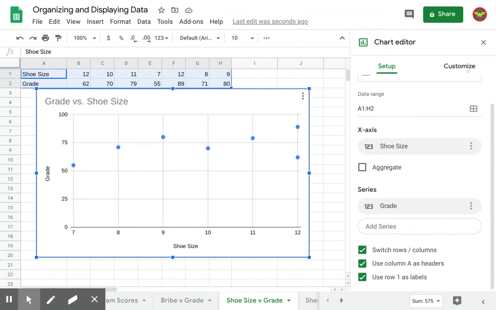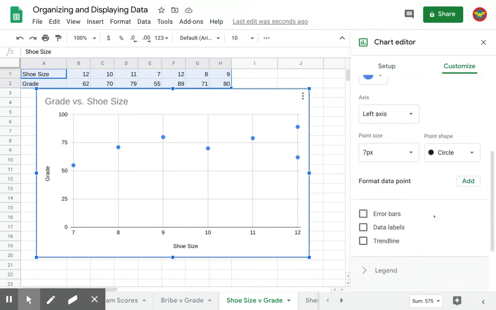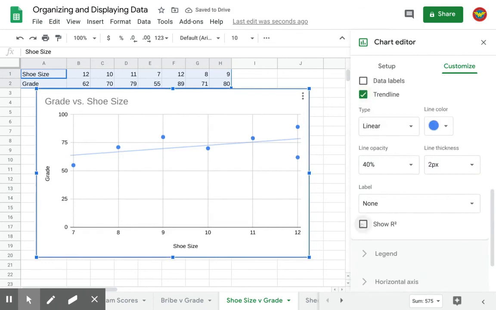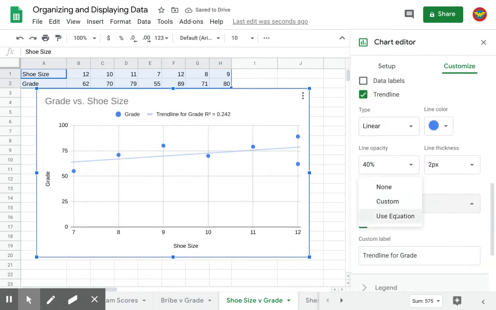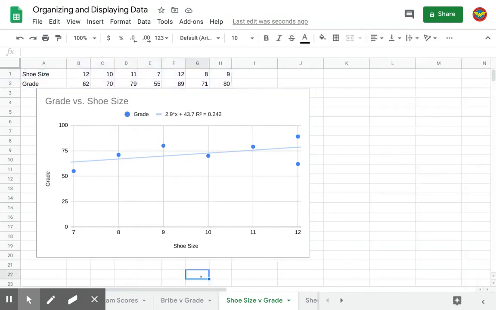I'm going to go to Customize, Series, scroll down, Trend Line, scroll down, Show R squared, and label using the equation. So this is my equation right here. It says grade equals, but you could write that as Y equals 2.9x plus 43.7. We've got the R squared value there, but we really need to do a square root to get not the R squared, but the R.